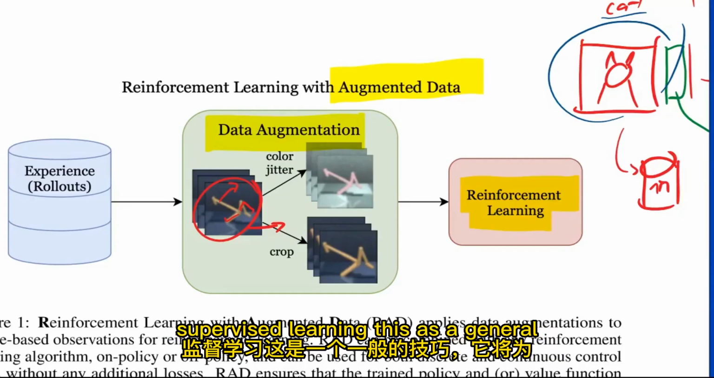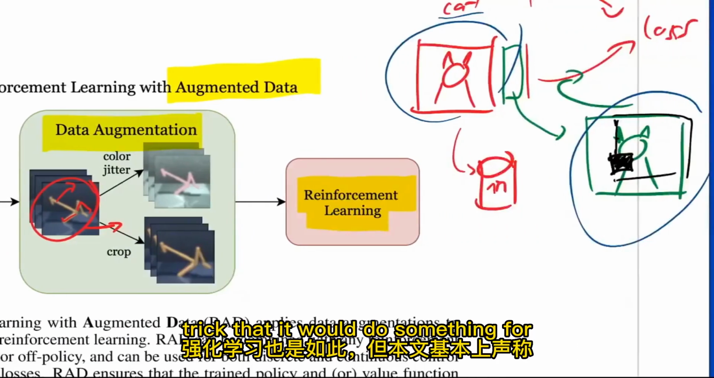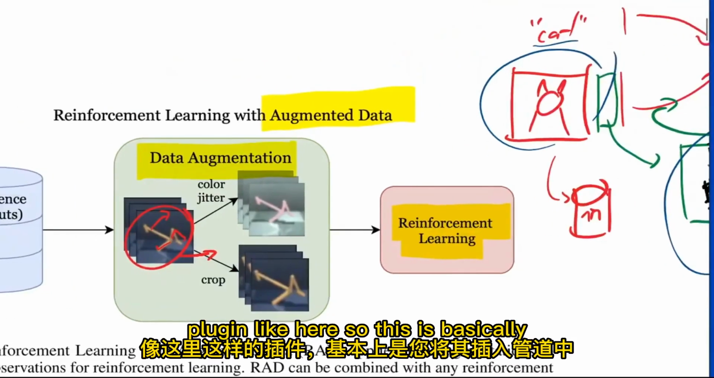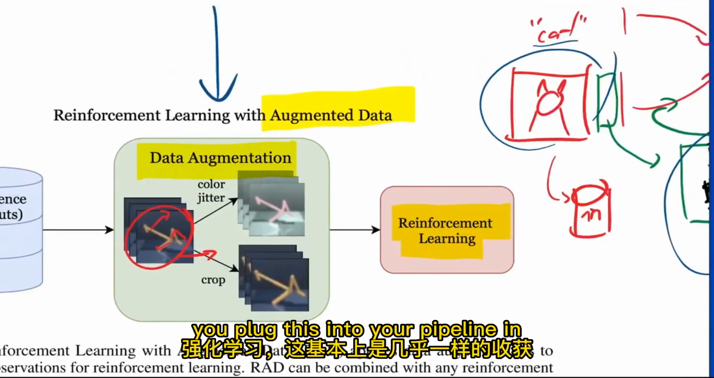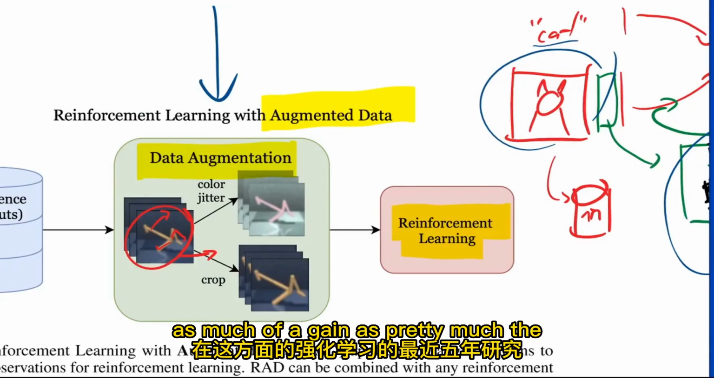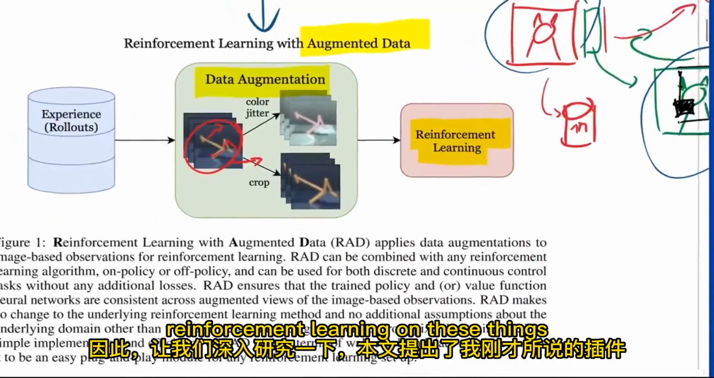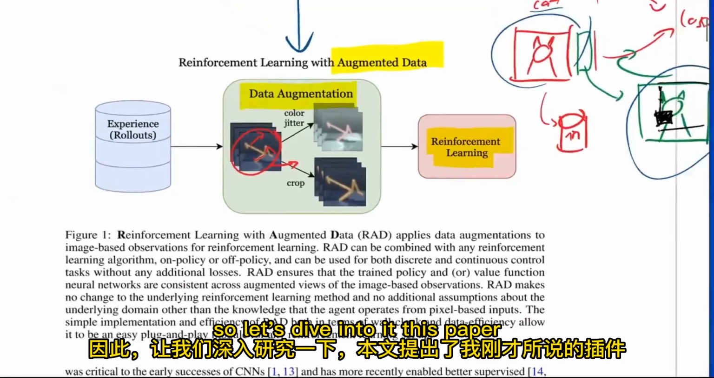Now, of course, we can expect, since in supervised learning this is a general trick, that it would do something for reinforcement learning as well. But this paper basically claims that this one plugin, which you plug into your reinforcement learning pipeline, is basically as much of a gain as pretty much the last 5 years of research on reinforcement learning on these things. So let's dive into it.